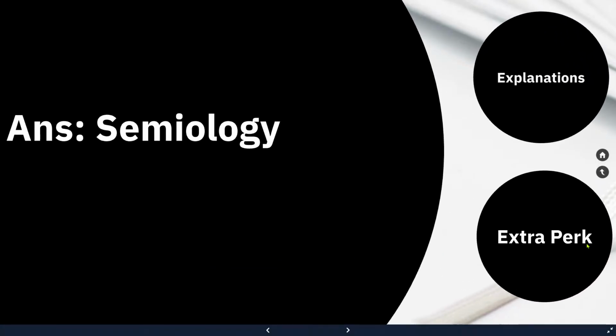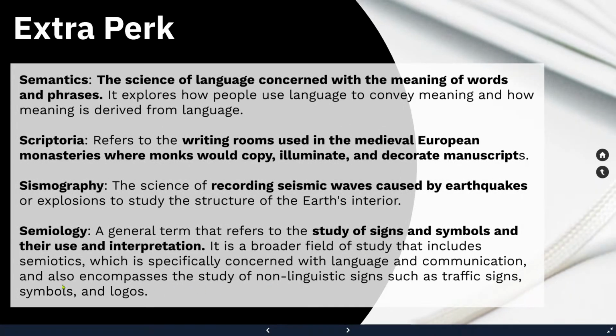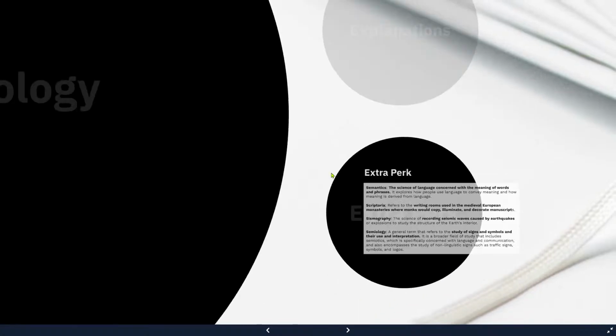We have an example for it. A couple of examples are there. See, signs such as traffic signs, symbols, and logos.